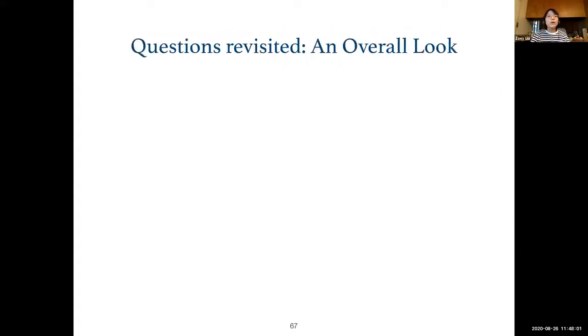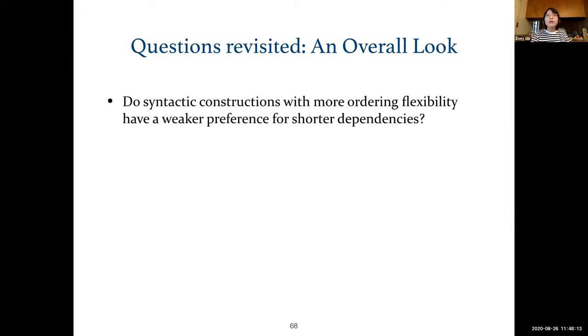So to sum up, revisiting the questions that I raised at the beginning, let's take an overall look at all languages. I asked two questions initially. First one is, do syntactic constructions with more ordering flexibility have a weaker preference for shorter dependencies? And the answer is yes. Taking all languages into account, there is a strong negative correlation between flexibility and the preference for DLM.